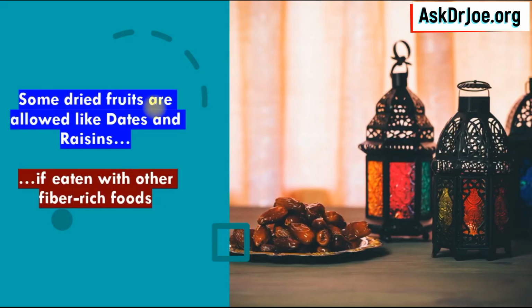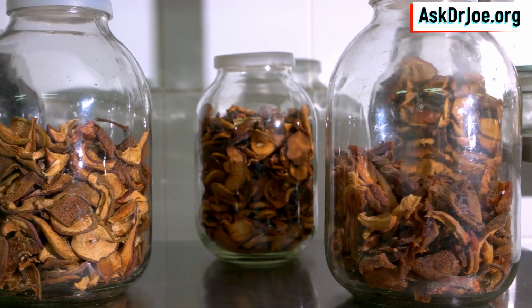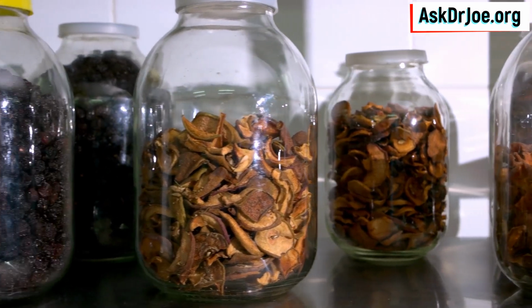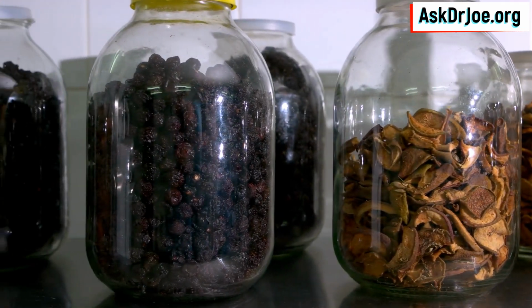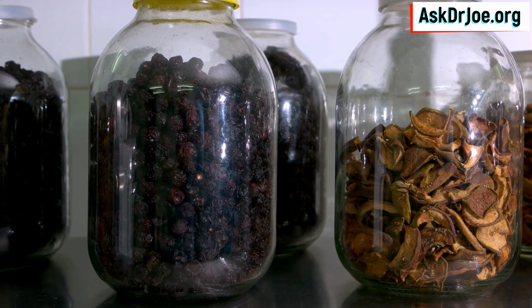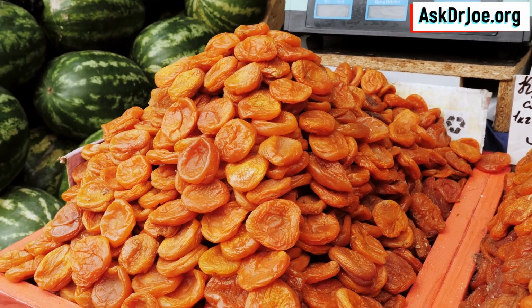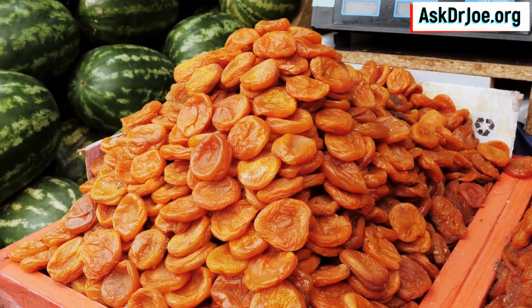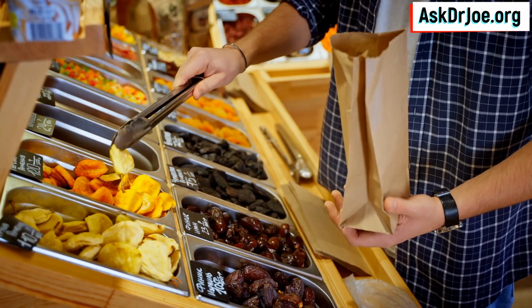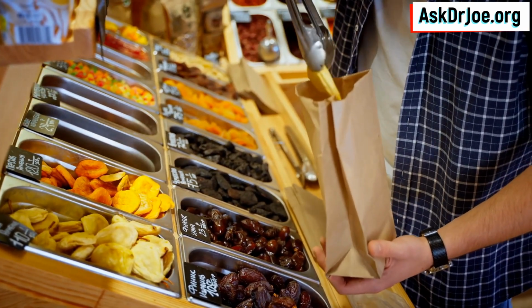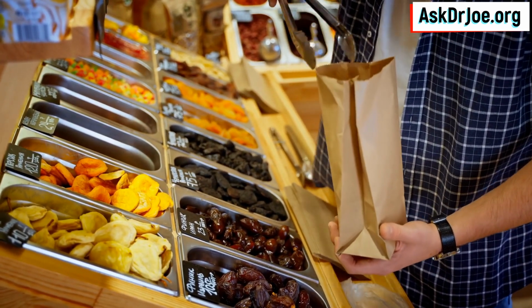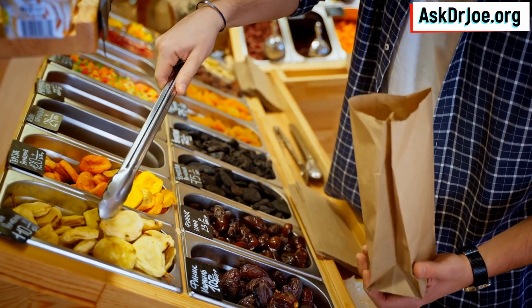But some dried fruits are allowed, okay, like dates and raisins, because if you eat them with fiber-rich foods, it's not a problem. So dates are allowed, raisins are allowed, so long as you eat them with other fiber-rich foods like oats, for instance. However, we do not want the dried bananas, the dried peaches, the dried nectarines, because usually the food manufacturers will add sugar to those other dried fruits, so they are not allowed in this our journey.